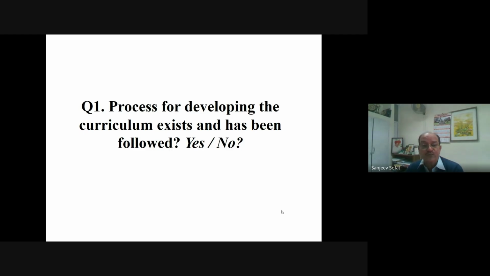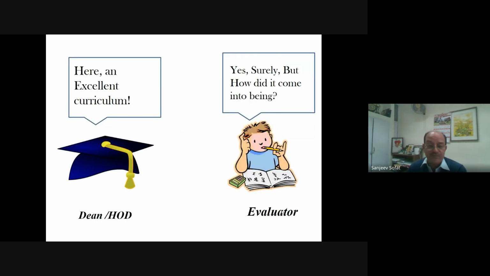And a process for making the curriculum. Let's say we have the process. Are we following this particular thing or not is the most important component. Now, we say, okay, my dean says it's an excellent curriculum. But what the evaluator looks for is, yes, great, you have done a great job, but how has it come to this? What sort of process has been followed to make this particular curriculum is to be seen by the evaluator.